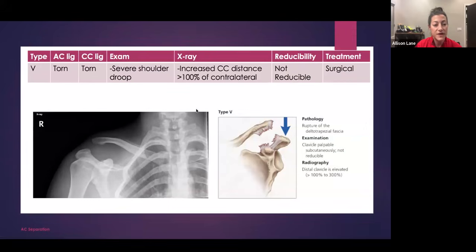And then we go to type 5. So type 5, again, AC torn, CC torn. And in this one, you're going to see some severe shoulder droop. It doesn't get better with a trap raise. In this one, you're going to see an increased CC distance of more than 100% of the contralateral side, even up to 300%. And this one is not reducible either, and this is surgical. So greater than 100% difference in the CC distance on the contralateral side, it is going to be surgical management.